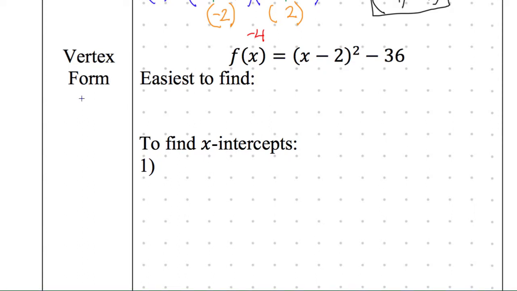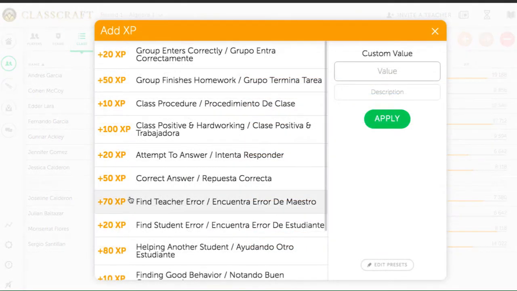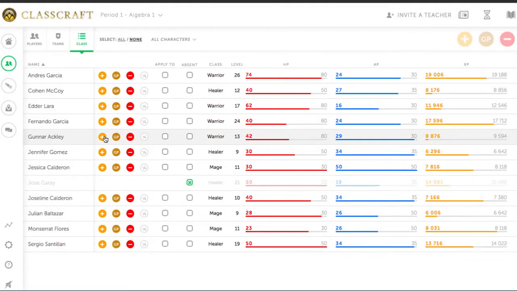X-intercept. All right, Fernando, I can let you call on someone else. Me. Fernando, call on someone else. Vertex. There it is. In vertex form, vertex is the easiest thing to find. It is always easiest to find the vertex. So, Fernando, you still got some XP for trying. Thank you, Gunnar.